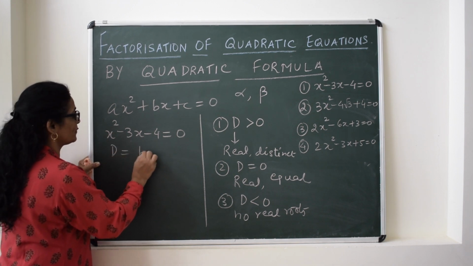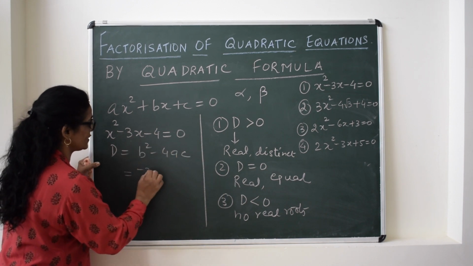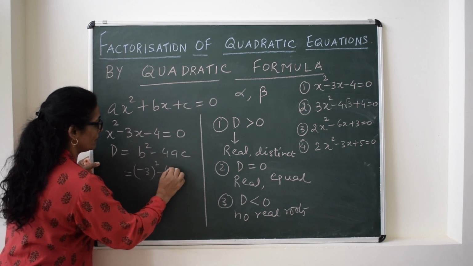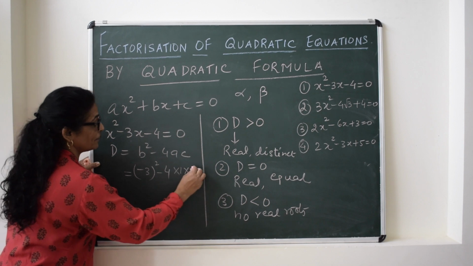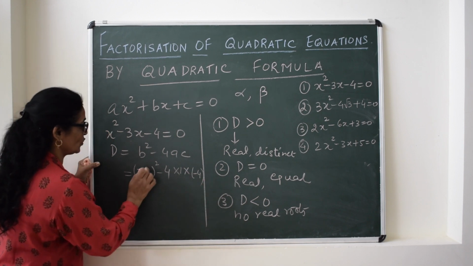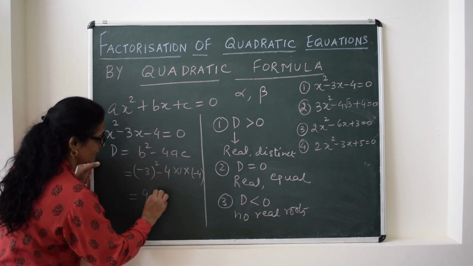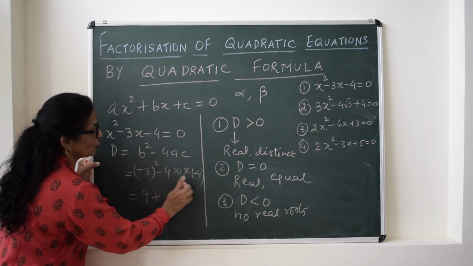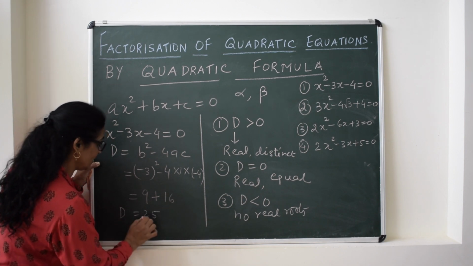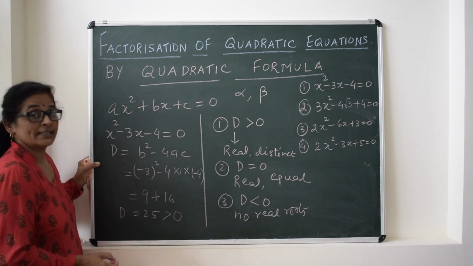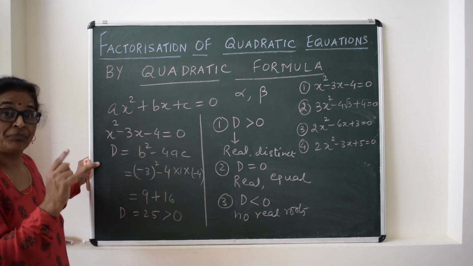So D is, according to this, b is minus 3, it's squared, minus 4, a is 1 and c is minus 4. So, minus 3 square is 9. This minus and minus sign will make this plus. 4 4s are 16. So, what we have observed, the value of D is 25, which is greater than 0. It means we are going to get the real roots.